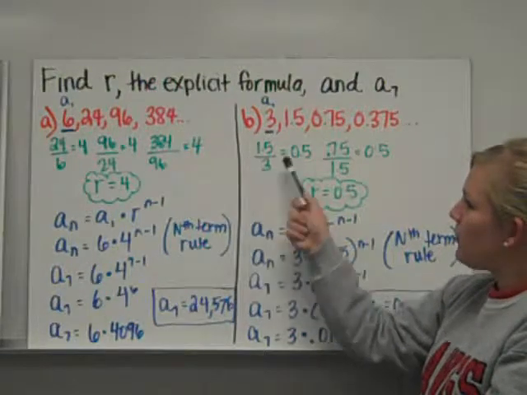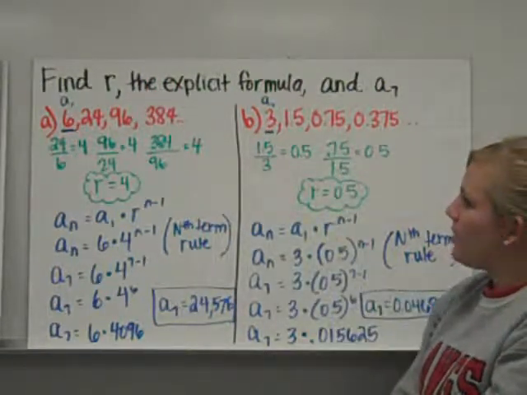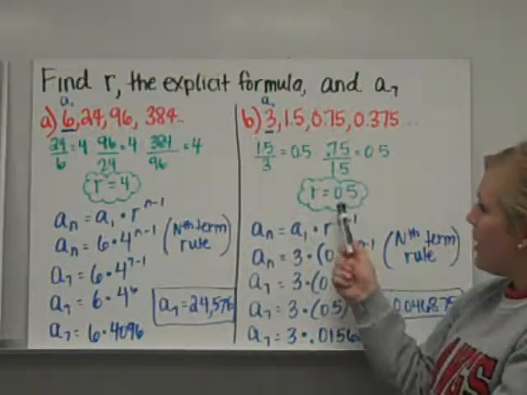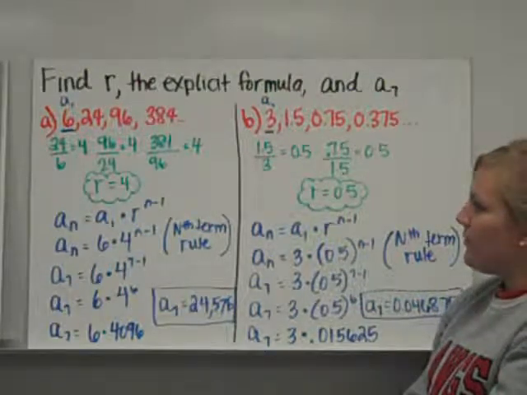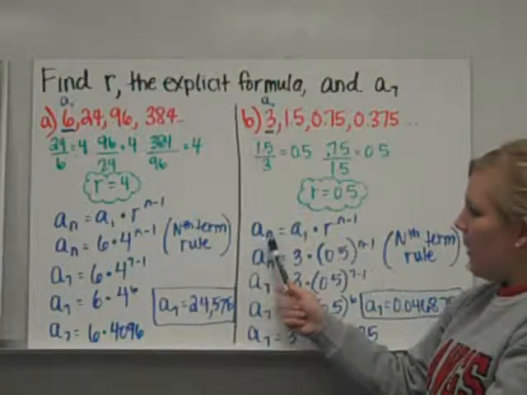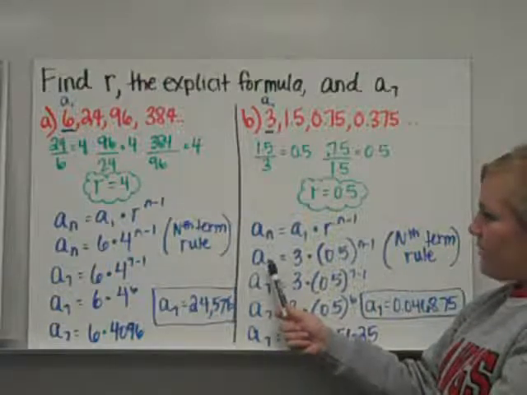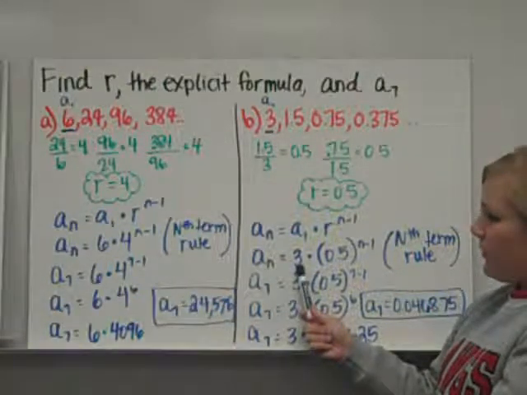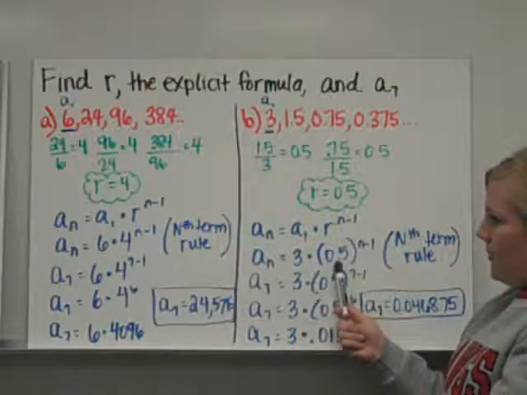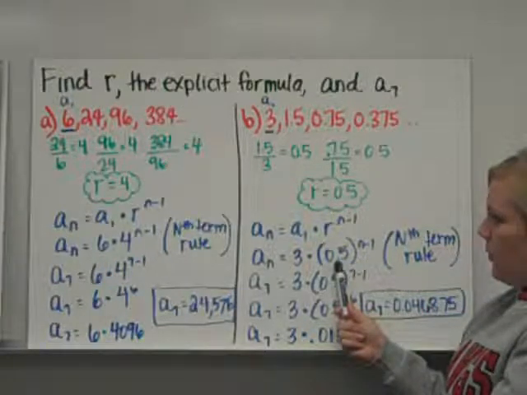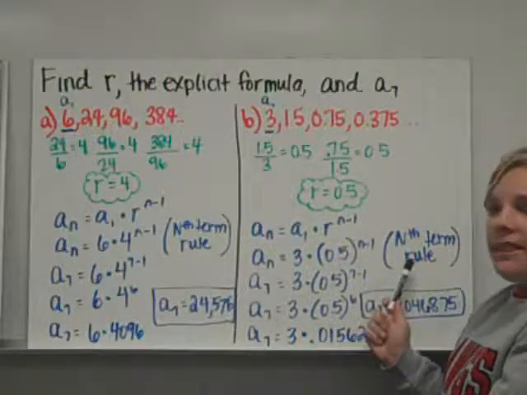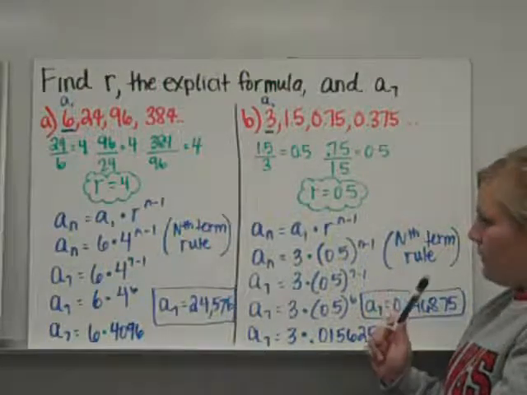In letter B, I also have a sequence here: 3, 1.5, 0.75, and 0.375. Again, if I set up ratios between consecutive terms, I find that my constant ratio is 0.5. I'm going to set up my explicit formula. A sub n is equal to the first term, which is 3, times the constant ratio, which is 0.5, to the n minus 1. This gives me my nth term rule.